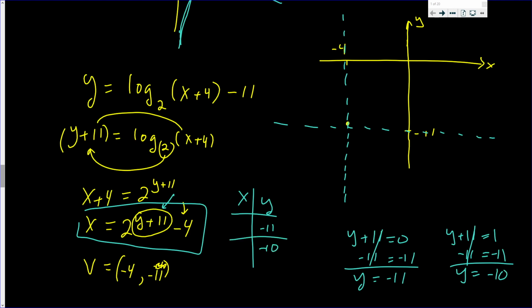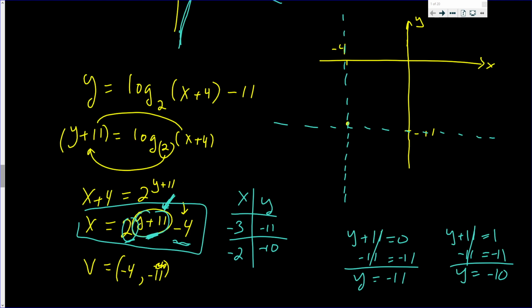So what are the corresponding x values? Well, when y is negative 11, this is 0. 2 to the 0 is 1, take away 4. 1 take away 4 is negative 3. When y is negative 10, that made the power 1. That's why we picked negative 10. 2 to the 1 is 2 minus 4. 2 minus 4 is negative 2.